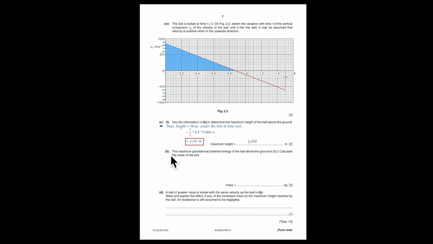Now in part II, the maximum gravitational potential energy of the ball above the ground is 22 joule. Calculate the mass of the ball. It is given that the maximum gravitational potential energy of the ball above the ground is 22 joule, and we know that the maximum gravitational potential energy is at the maximum height.